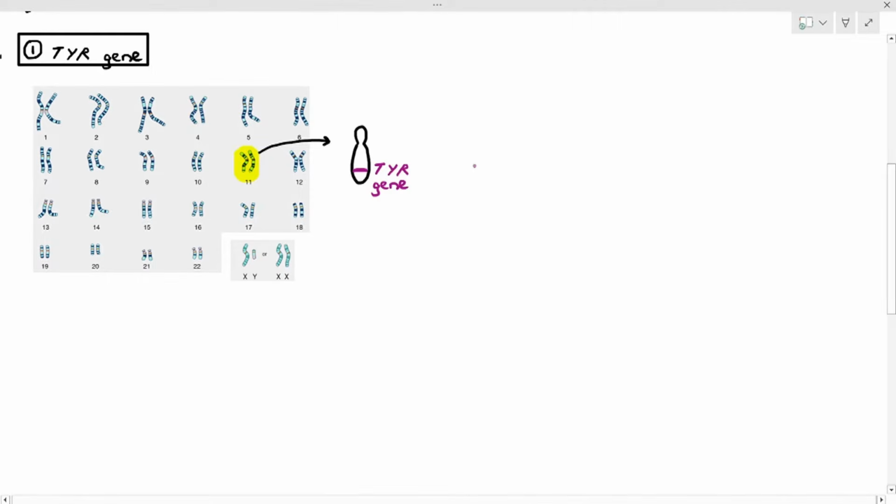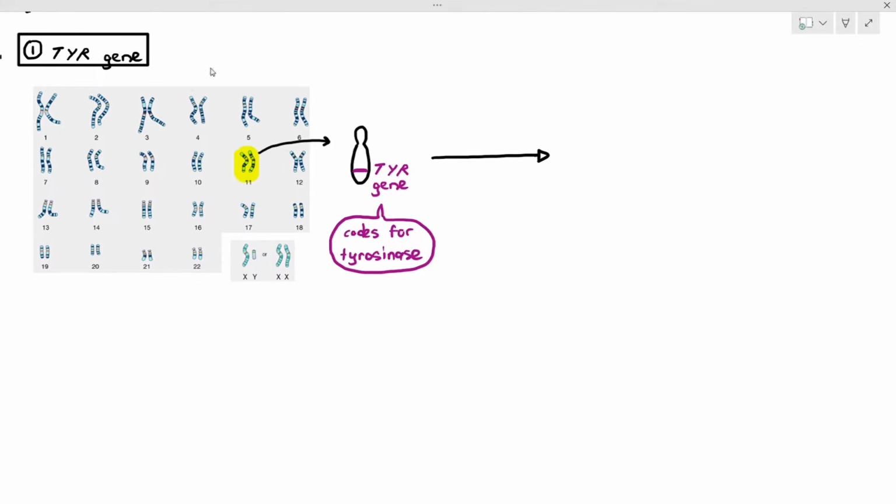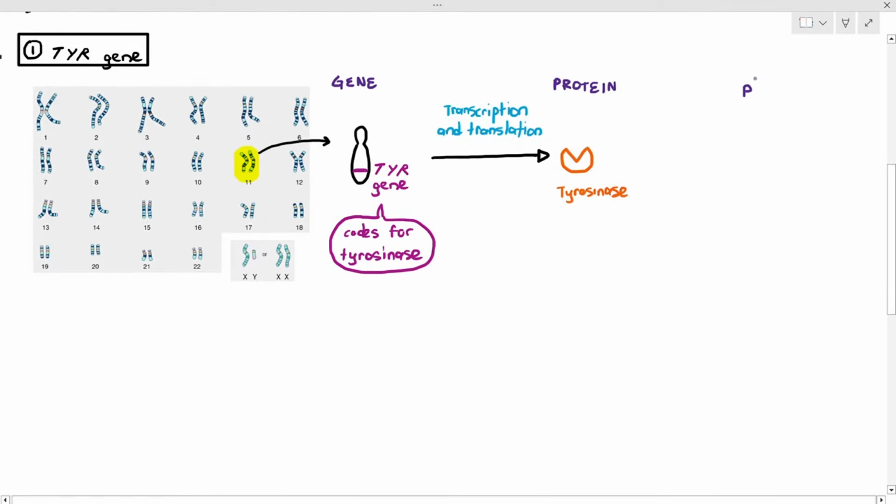So, what exactly does the TYR gene do? It is a gene that codes for an enzyme, and the name of the enzyme is called tyrosinase. Now, when the gene undergoes transcription and it produces the mRNA, and then the mRNA undergoes translation to produce the polypeptide, I'm just going to put an arrow to summarize the whole process. So when transcription and translation happens, the polypeptide is produced, where the protein in this case is called tyrosinase. So in this case, how does this protein tyrosinase affect the phenotype of the organism?